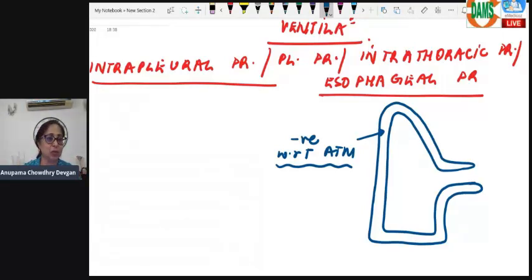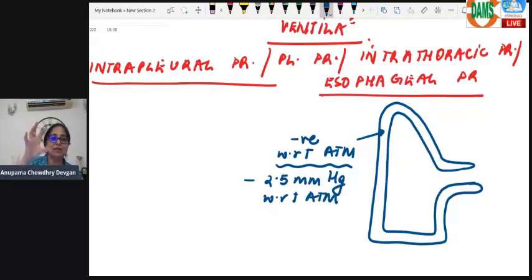Now, what do you mean by negative with respect to atmosphere? If I say that this pressure is minus 2.5 millimeters of mercury with respect to atmosphere, this means that if the atmospheric pressure at sea level is 760 millimeters of mercury, it is 2.5 millimeters lower than the atmospheric pressure. In other words, this will be 757.5 millimeters of mercury. Have you understood? It is lower than the atmospheric pressure. It is not an actual negative pressure. Whatever the atmospheric pressure is, supposing it is 500, then this pressure will be 497.5 millimeters of mercury. It is minus 2.5 with respect to atmosphere.